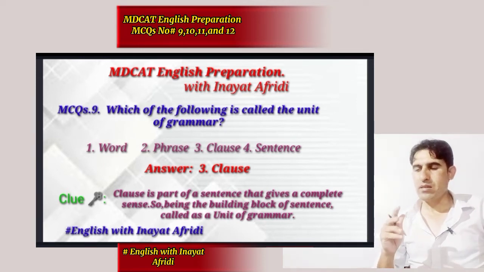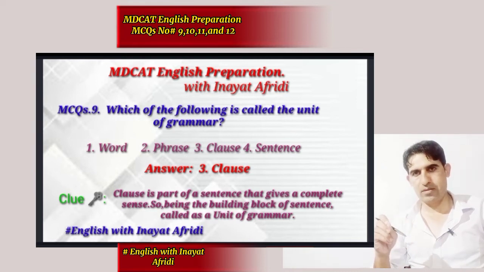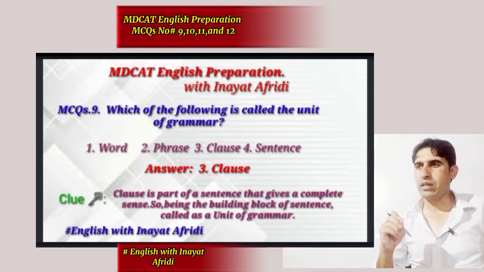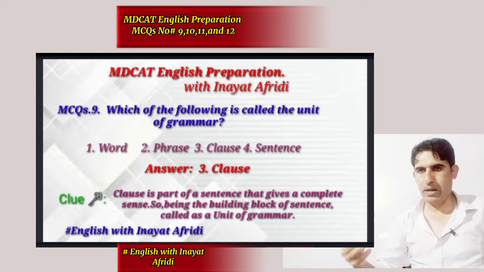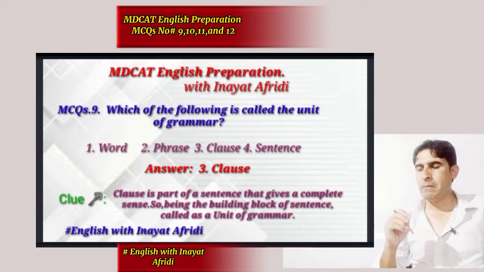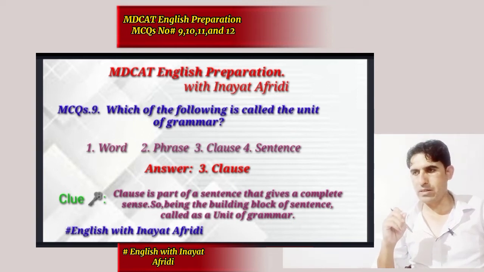Now sentence is basically made up of clause. Clause makes a sentence, right? So based on this logic, we can say that the clause is part of a sentence which gives a complete sense or thought. It is the subject and predicate. So clause makes a sentence, and the sentence makes a paragraph, and many more passages or important structures in grammar. So based on this logic and concept, we can say that the clause is the actual unit of the grammar. So the option number 3, clause, is the correct option.